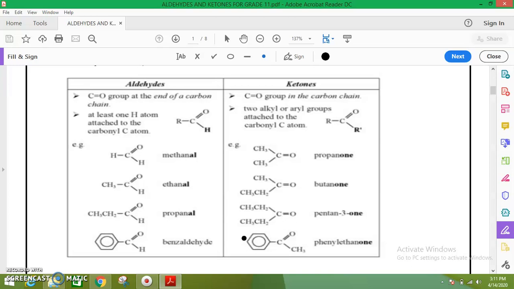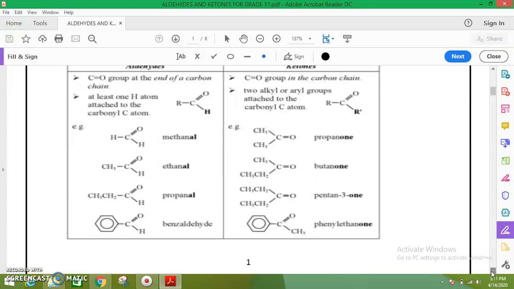If a benzene ring is attached there, we call it phenylethanone, because there are 1 and 1, 2 carbons. This group is known as phenyl, and with 1 and 1, 2 carbons, it is phenylethanone. This is all about the introduction of aldehydes and ketones.